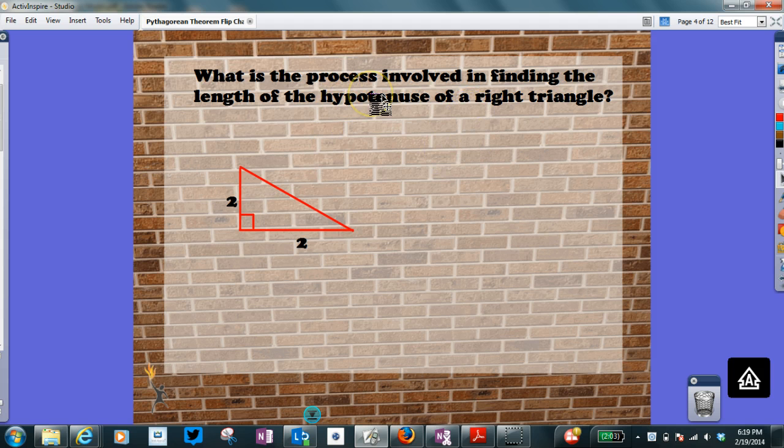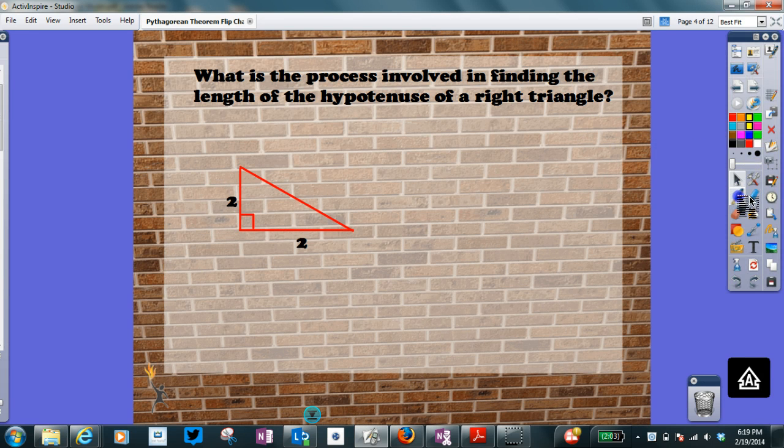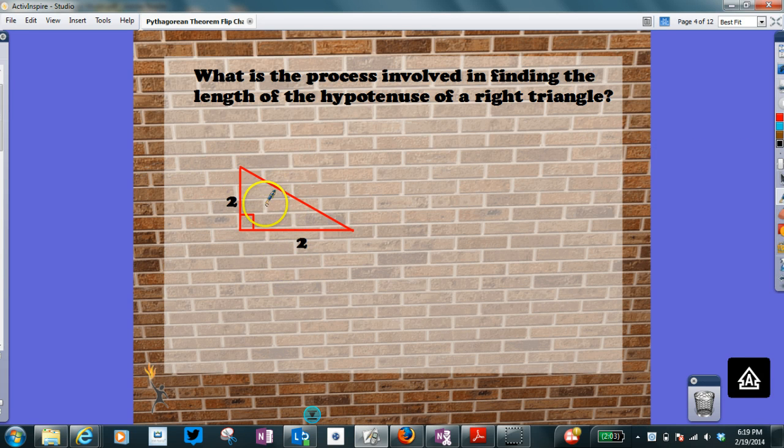Alright, so the first thing I want to deal with: what is the process involved in finding the length of the hypotenuse of a right triangle? Well, in our activator, we watched the Darth Vader explains the Pythagorean theorem, and we picked out certain things that we knew. Just by watching that, we know that the hypotenuse is the longest side. I'm just going to abbreviate. We know it's the longest. And the hypotenuse is always C in this case.